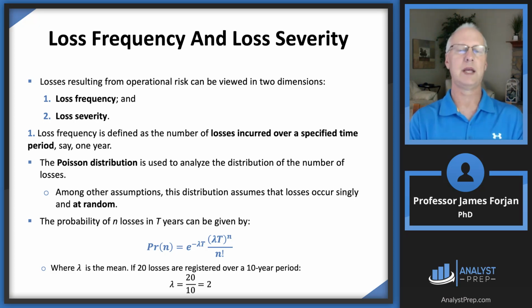We know the mean number of losses, or mean number of whatever we're trying to measure. And so there's a quick example that it's going to be 2. So there's loss frequency, and we can use that Poisson distribution to help us.